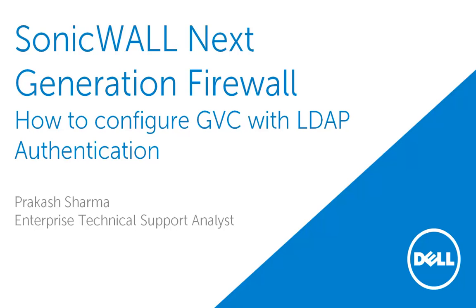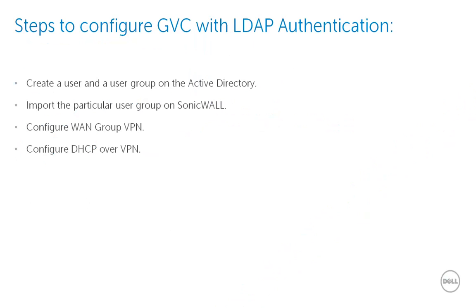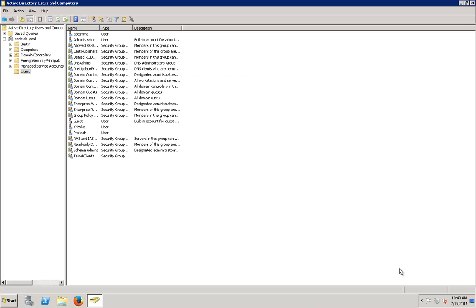In this video, we will demonstrate how to configure GVC with LDAP authentication. To configure GVC with LDAP authentication, we first need to create a user and a user group on the Active Directory. We then have to import the particular user group onto the firewall. Then we need to configure WAN group VPN policy and also DHCP over VPN for the VPN users to get an IP address from the firewall. For demonstration, we will show you how to create a user and a user group on the Active Directory and import the user group onto the SonicWall and use it under WAN group VPN policy.